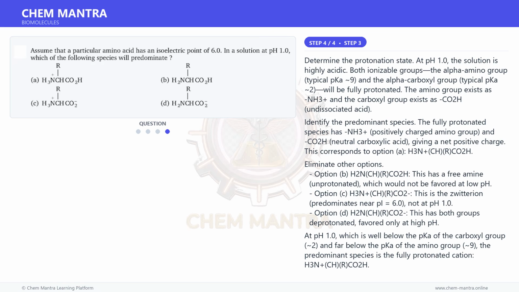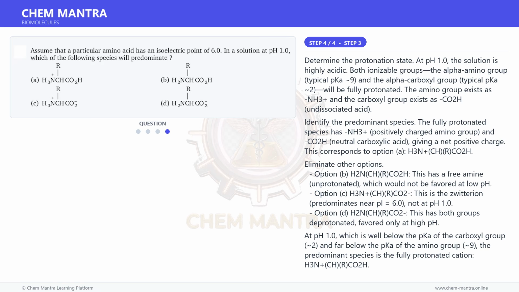Eliminate other options. Option B: H2N, CH, R, CO2H. This has a free amine, unprotonated, which would not be favored at low pH. Option C: H3N+, CH, R, CO2-. This is the zwitterion, which predominates near pI equal to 6.0, not at pH 1.0.